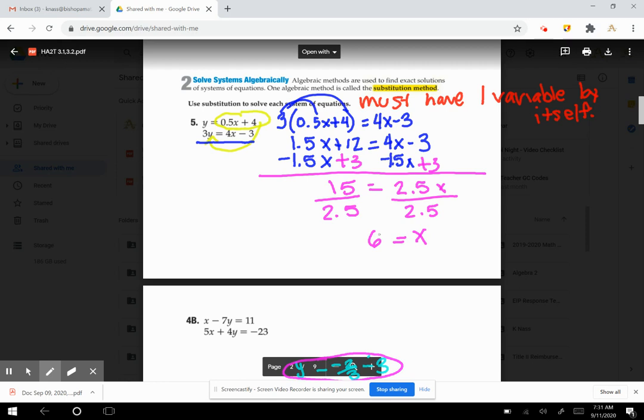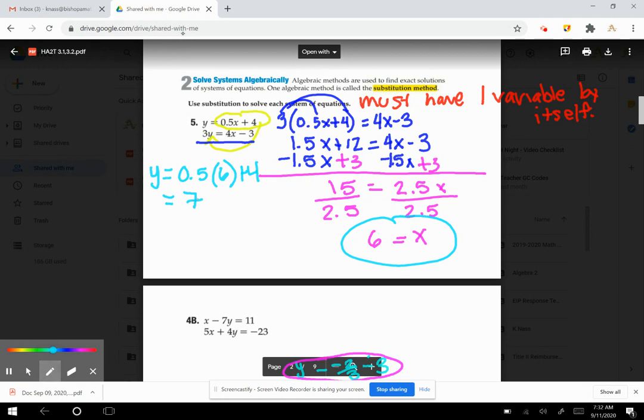Okay. To find y, you're going to take that 6, x equals 6, and plug it back into one of these equations. It doesn't matter which equation. Usually I try to do the top one just to stay consistent. So y equals 0.5x, but x is now 6, plus 4. So half of 6 is 3. 3 plus 4 is 7. So again, my answer here is a point. All your answers will be a point here. My answer is 6, 7.